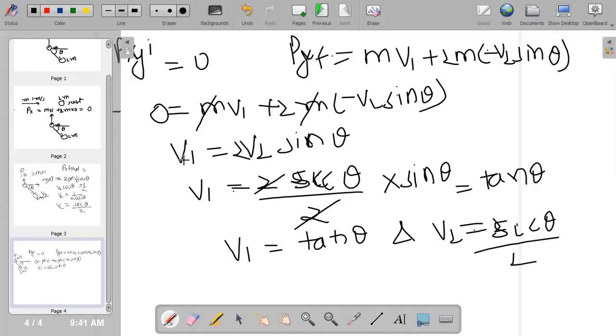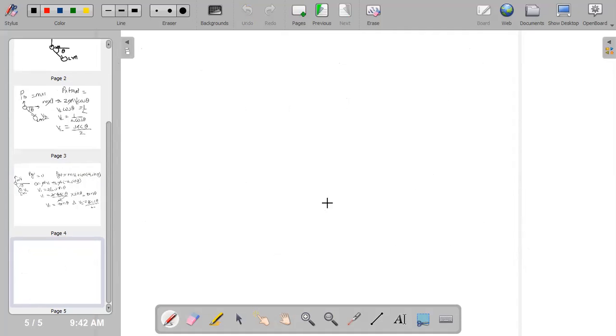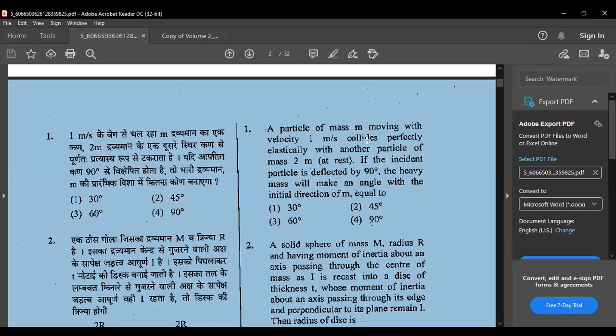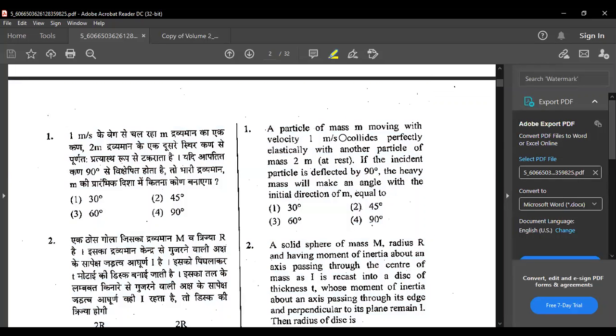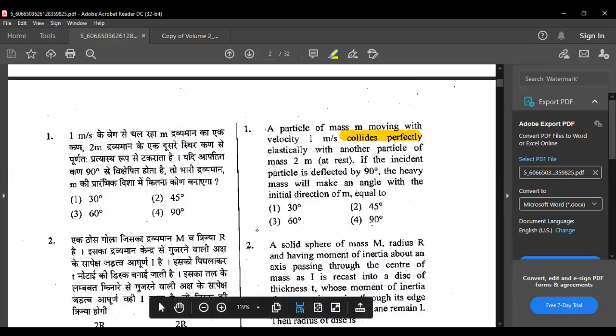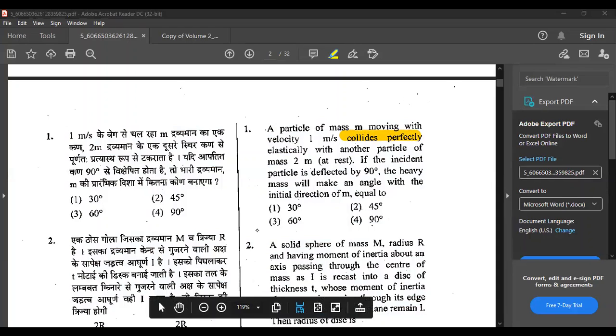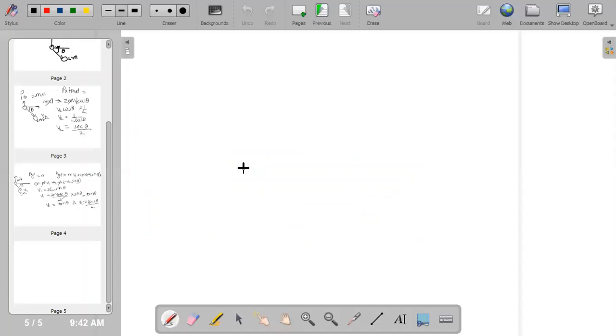Now we need to calculate the value of theta. So what we will be doing, they have given in the problem, if you remember, that this collision is perfectly elastic. This collision is perfectly elastic collision we have. What do we mean by the word perfectly elastic? It means both momentum and kinetic energy are conserved in this case. So let's try to conserve the kinetic energy. So what was our initial kinetic energy value?